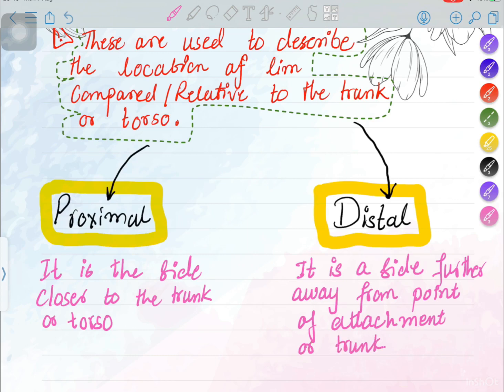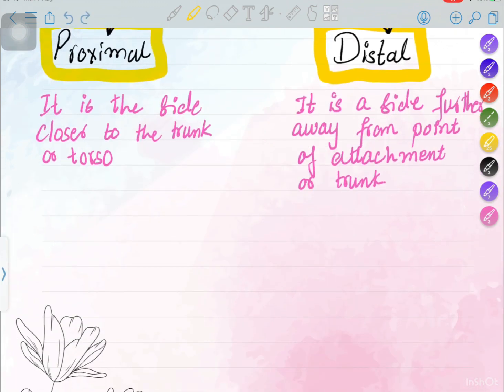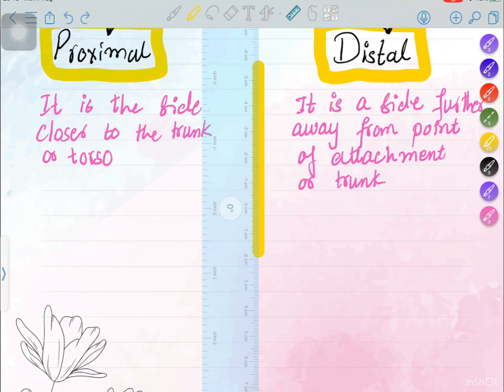If you just want to cut it down, just say that it is further away from the trunk. Okay, so proximal is the side closer to the trunk. Now forget about medial and lateral, we are not talking about that. We are talking about the trunk area, correct? Proximal is the side closer to the trunk. Distal is the side which is further away from the trunk.